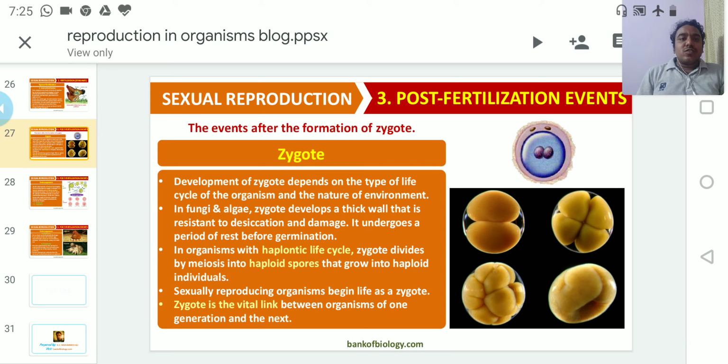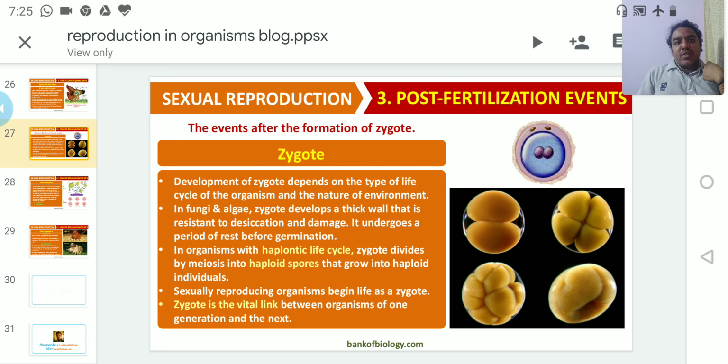It is also known as temporarily. Okay, temporarily they undergo, that means they will become inactive. Then in organisms with the haplontic life cycle, the zygote divides by meiosis into haploid spores that grow into haploid individuals. We have discussed the haplontic life cycle in the first year. I hope you remember that is the haploid life cycle, the haplontic life cycle.